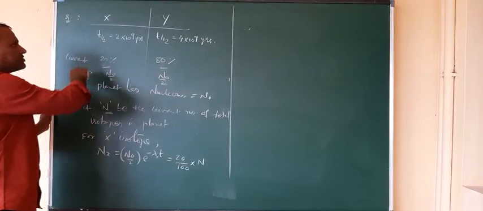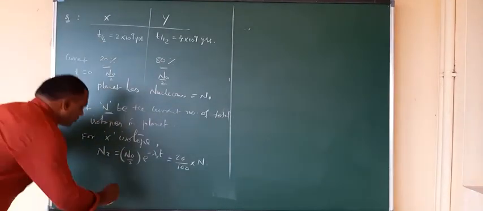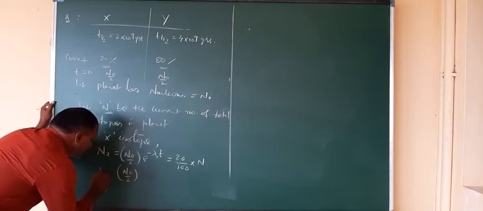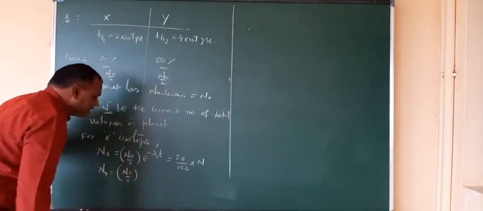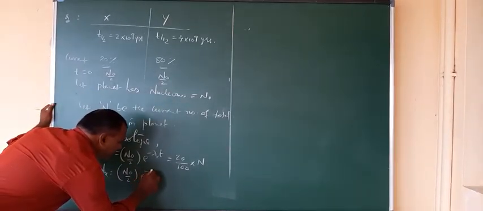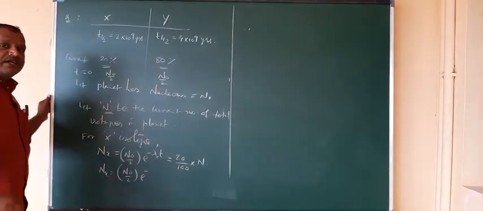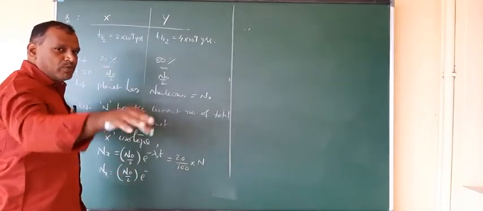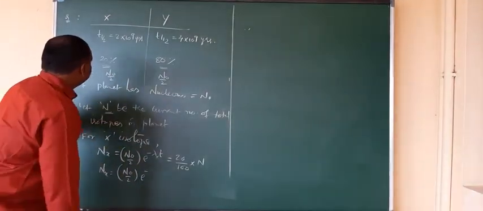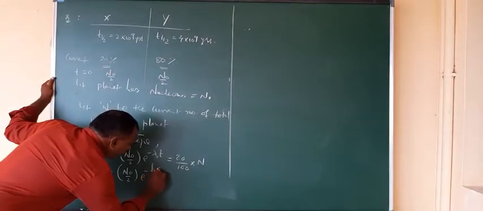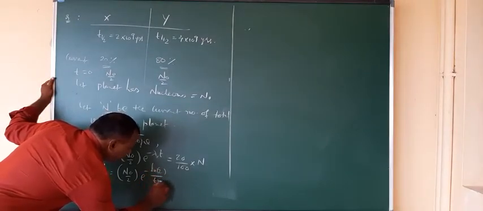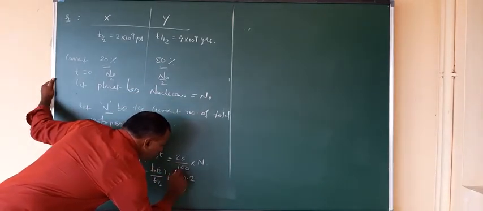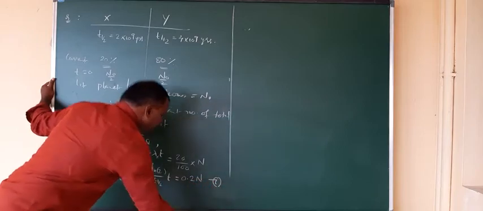Now lambda x can be written in terms of the half-life time period. So Nx = (N0/2) e^(-λx t). The decay constant can be written in terms of half-life: T half = ln2/λ, so λ = ln2/T half. So I can write (N0/2) e^(-ln2/T½x · t) = 0.2 N. Make it equation 1.